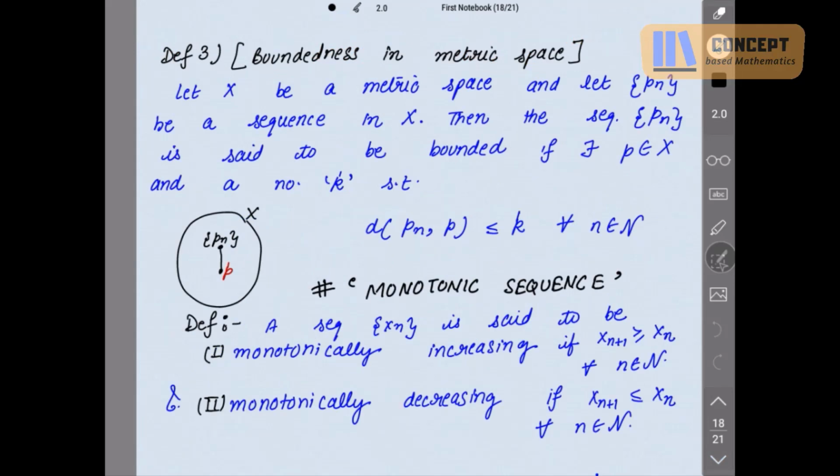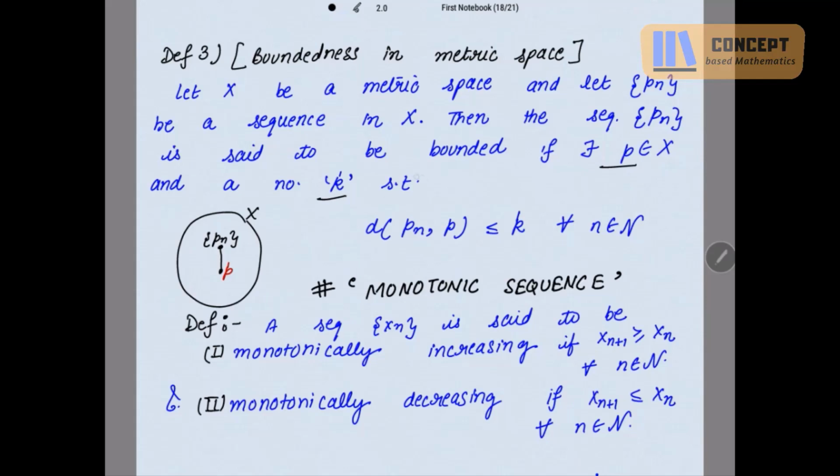The third definition is on the metric space. Suppose you have X as your metric space. Let's check out the figure. This is your metric space X, and let Pn be a sequence in X. So this is your sequence in X. It is P1, P2, P3, P4, and so on. Then the sequence Pn is said to be bounded if there exists P belonging to X. So there is another point P belonging to this metric space X, and also you need a number K. A point P and one more number K.